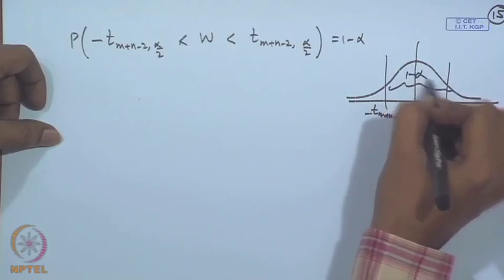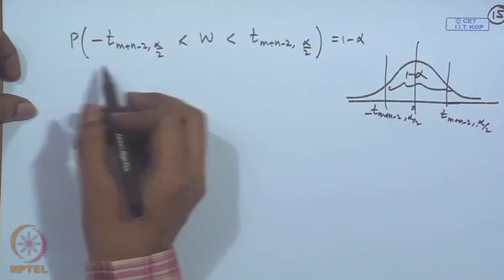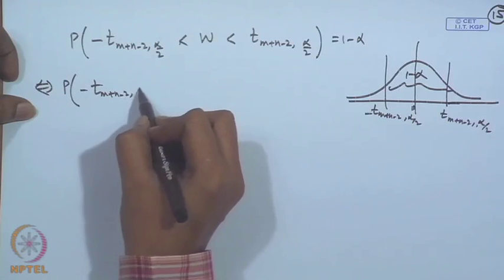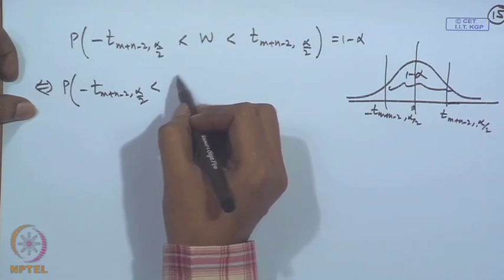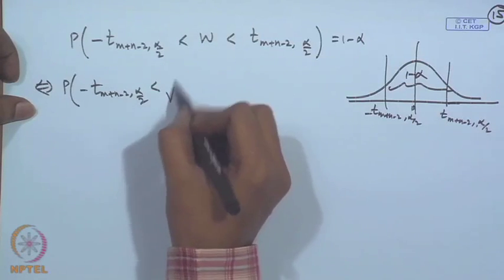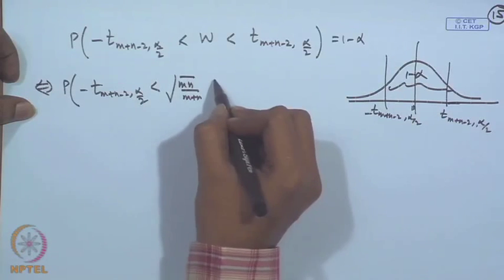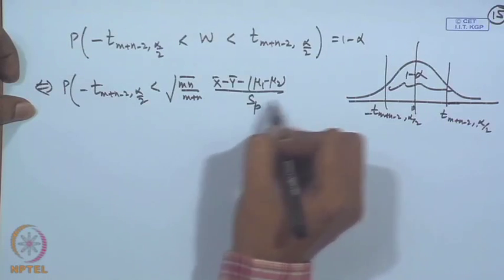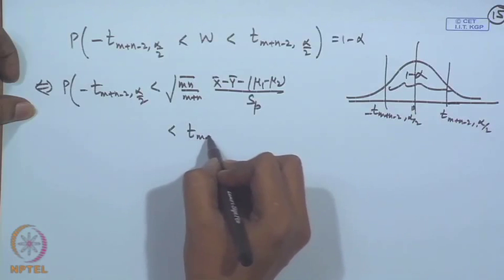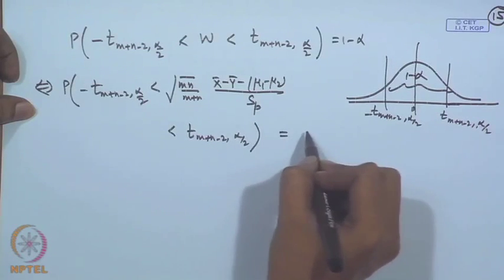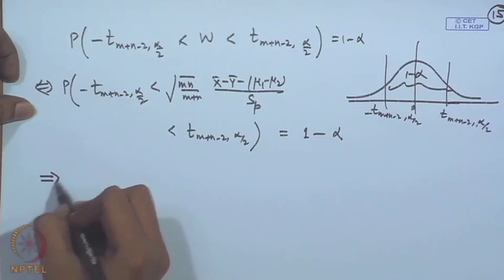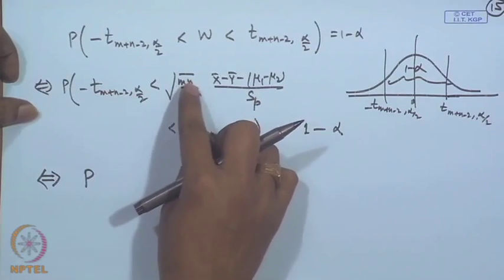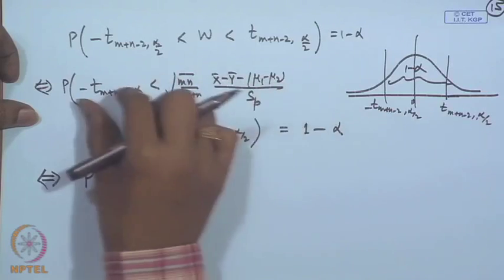So, this probability is 1 minus alpha. We can simplify this statement: probability of minus t_{m+n-2, alpha/2} less than W, where W is root mn by (m+n) times (x bar minus y bar minus (mu 1 minus mu 2)) divided by S_p, less than t_{m+n-2, alpha/2}, that is equal to 1 minus alpha. After certain manipulation, I consider multiplication by S_p and divide by this term, then I adjust x bar minus y bar on both the sides.